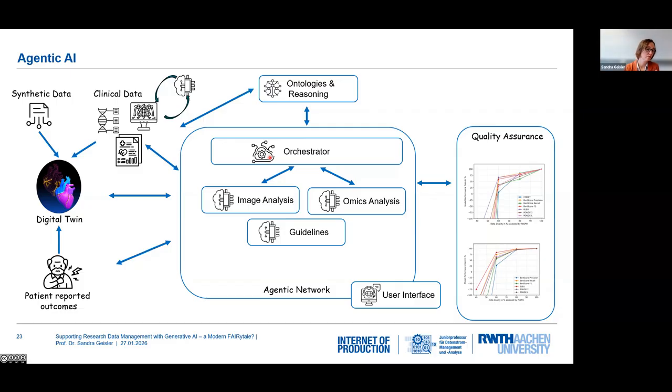And this can be also further improved by, of course, a RAG approach, having corresponding data, but also including ontologies and reasoning as described for the neurosymbolic approach, and also thinking about integration of, for example, data from digital twins and synthetic data, such that we utilize many data sources. So, for example, also patient-reported outcomes, which we can then use to solve a complex task.